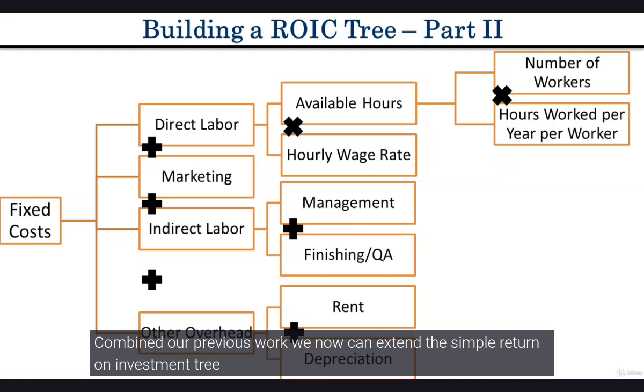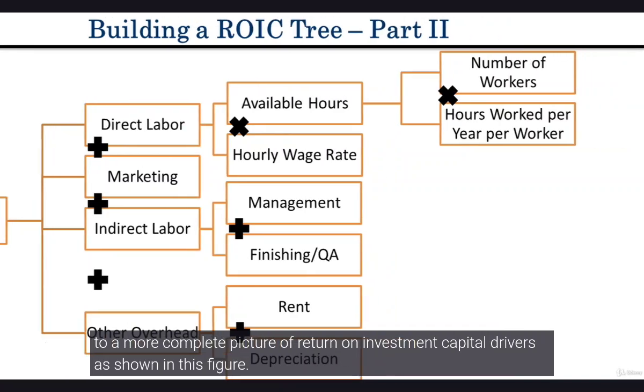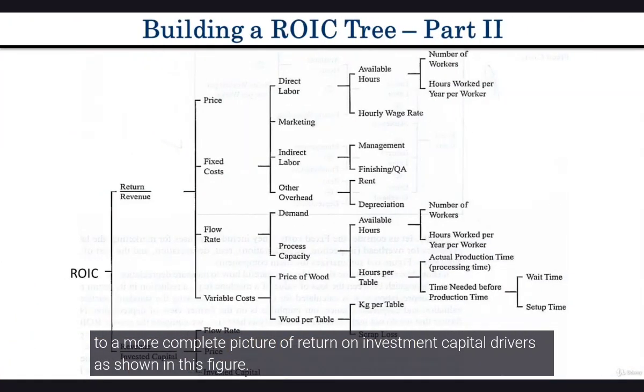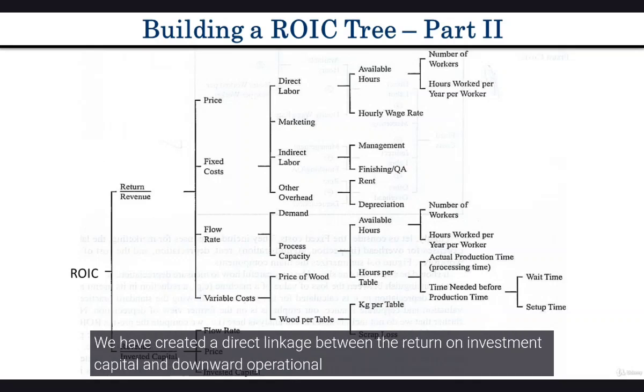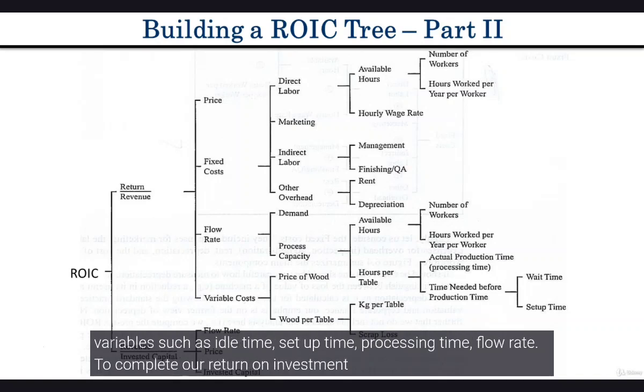Combining our previous work, we now can extend the simple return on investment tree to a more complete picture of return on investment capital drivers, as shown in this figure. Note that based on this extended tree, we now have achieved an important part of our objective for this section. We have created a direct linkage between the return on investment capital and downward operational variables such as idle time, setup time, processing time, and flow rate.